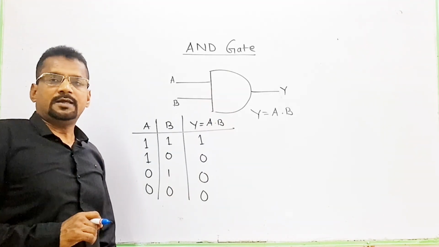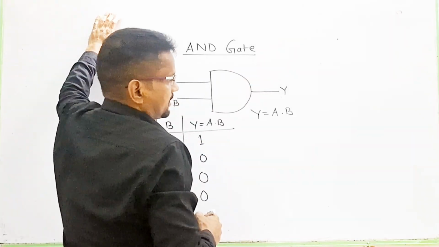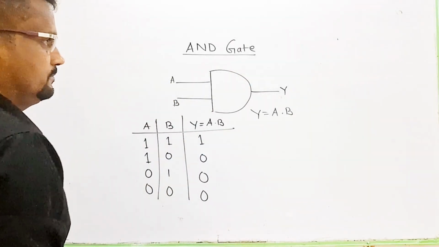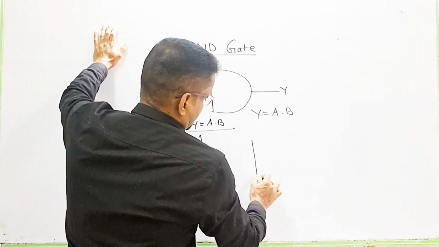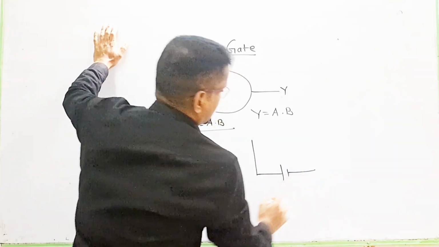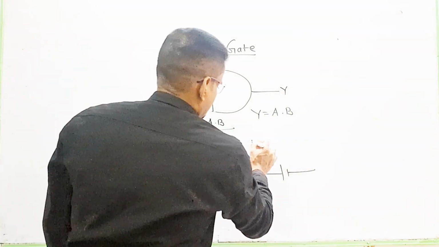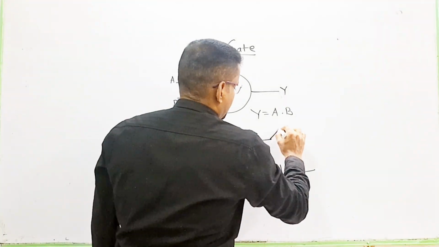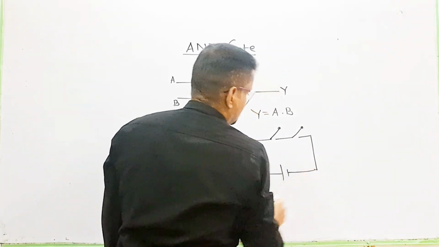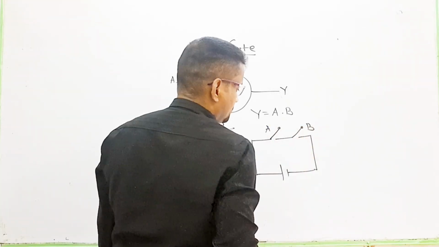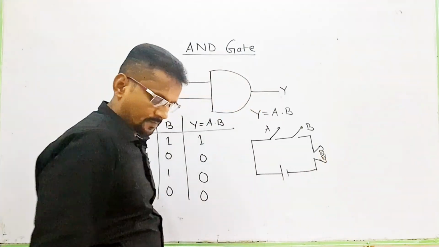Now let me give an example of a circuit for this AND gate. See how the circuit looks. Say here is the battery. There are two keys: let me put one key here and another key here. This is A and this is B. And let me connect some bulb here.